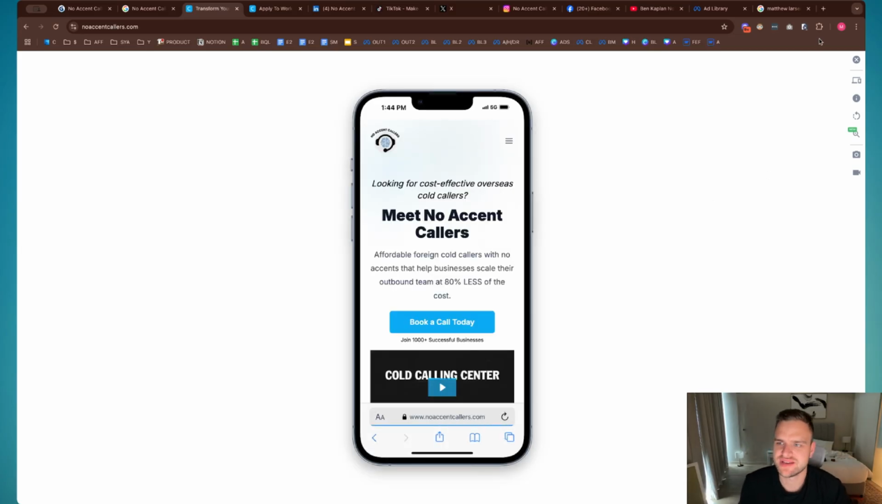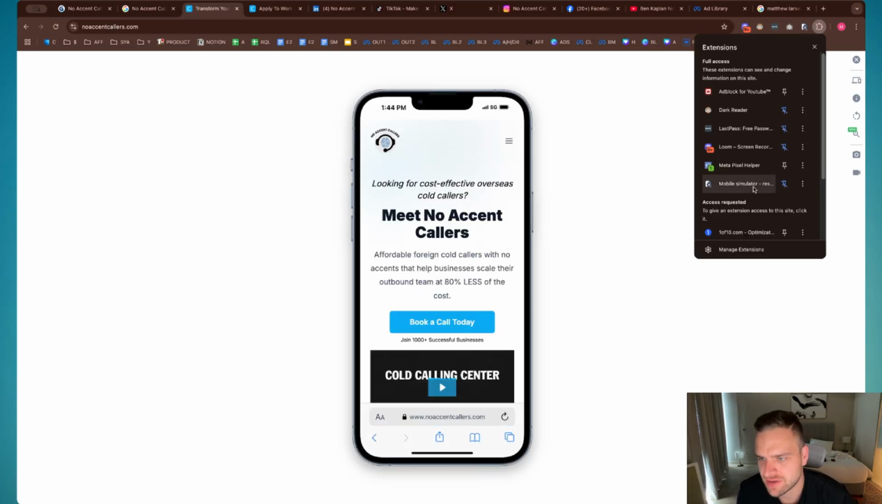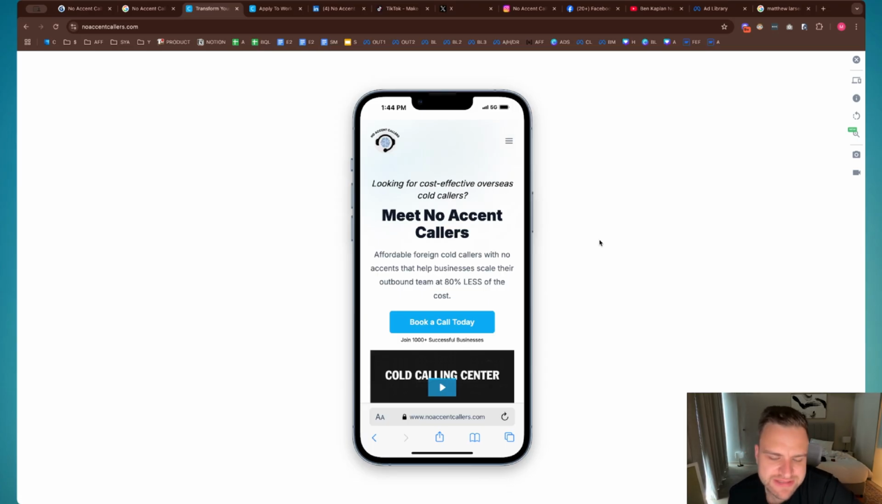So I have this great Chrome extension that my friend did called Mobile Simulator, where you could just kind of do this. So what do you think? So looking for cost-effective overseas cold callers, pretty good. Meet no accent callers. I really hate that headline. I kind of despise that headline.